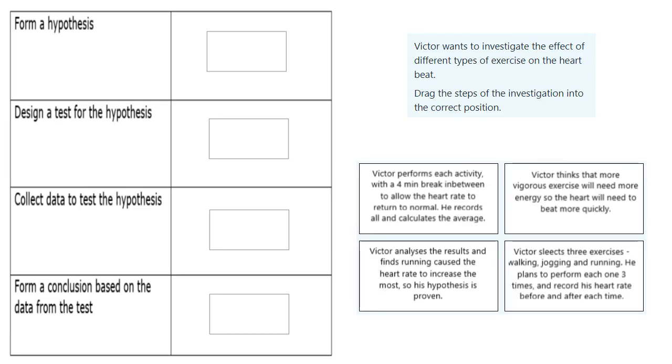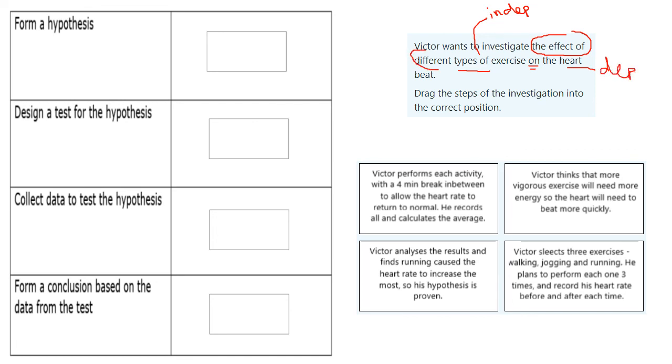Okay, on to the final question. It's been a long recording, I know, but on to the final question. Victor wants to investigate the effect of different types of exercise on the heartbeat. So he is investigating the effect of different types of exercise on the heartbeat. So the different type of exercise would be the independent variable. The heartbeat would be the dependent variable.